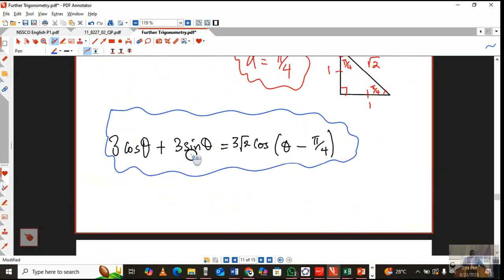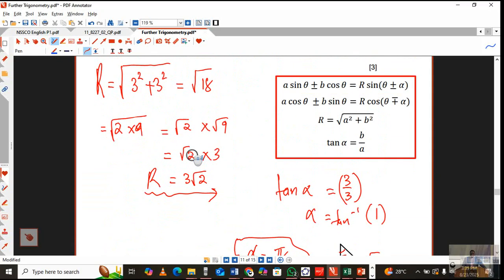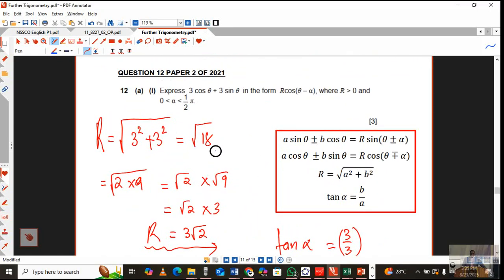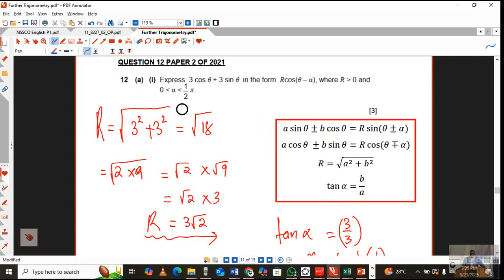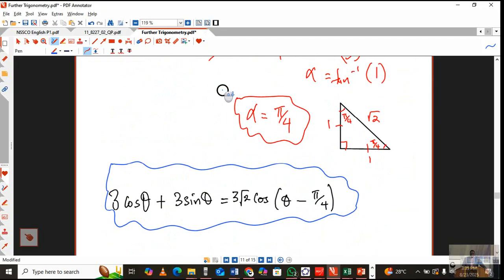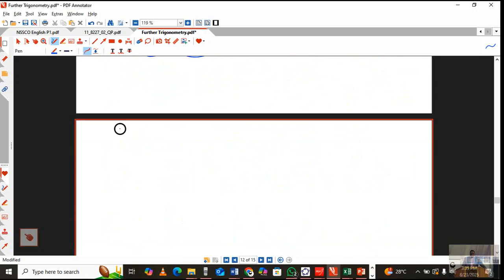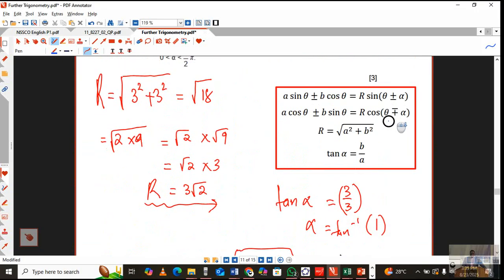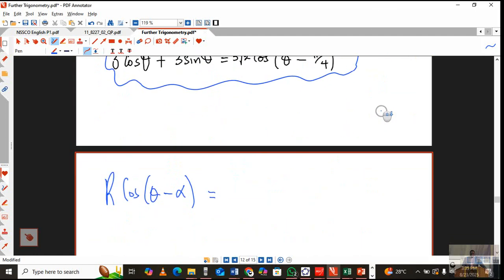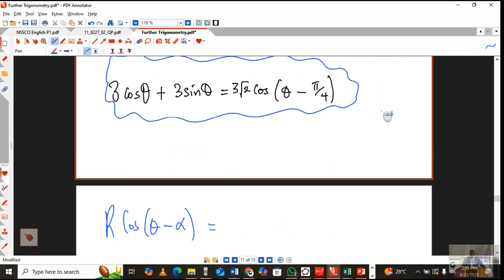Okay, but supposedly you don't know where it all comes from. Again, you can have a look at the other videos, but I'm just going to take r cosine of theta minus alpha and just write it over here. So r cosine of theta minus alpha. Then I'm going to use, and I hope by now you're familiar with this over here.